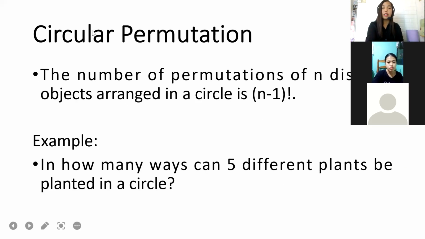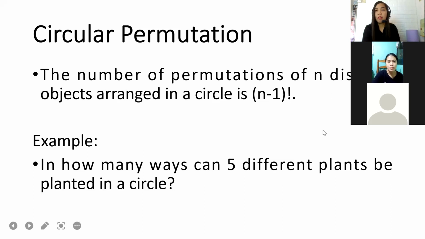All right. Next is the other type, circular permutation. From the word circle, okay, kung yung problem talks about or the shape is circle, in circular way, the number of permutations of n distinct objects arranged in a circle is n minus 1 factorial. Okay, so if you encounter a problem with circle shape, you're going to use circular permutation. And there is an arrangement, of course, and order matters, so apply n minus 1 factorial. So this is the easiest.